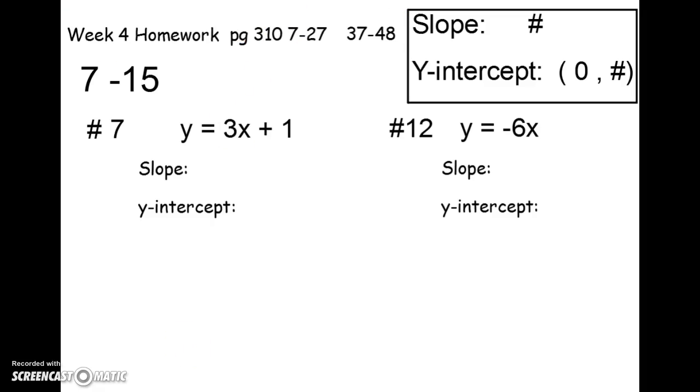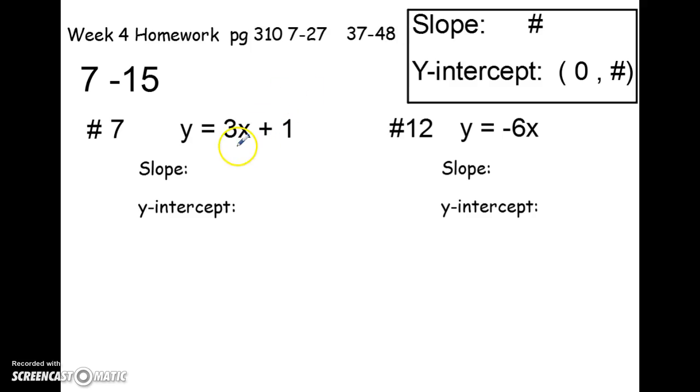Hello, this is week 4 homework out of our textbook, page 310, 7 through 27, 37 through 48. I'm going to break it down to its different sections. 7 through 15 is asking us to, given an equation in y equals mx plus b form, to talk about the slope and the y-intercept.